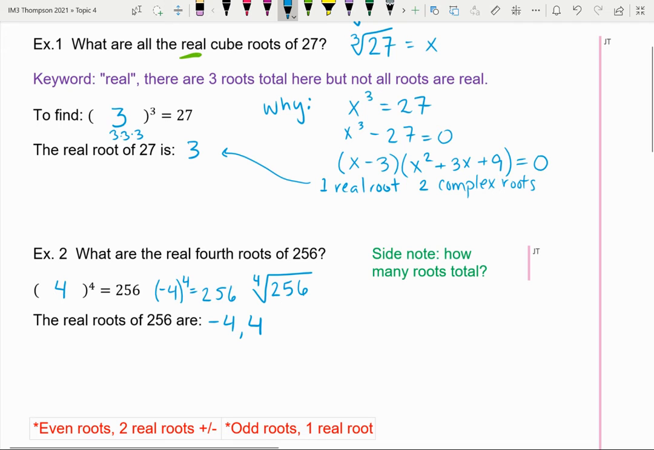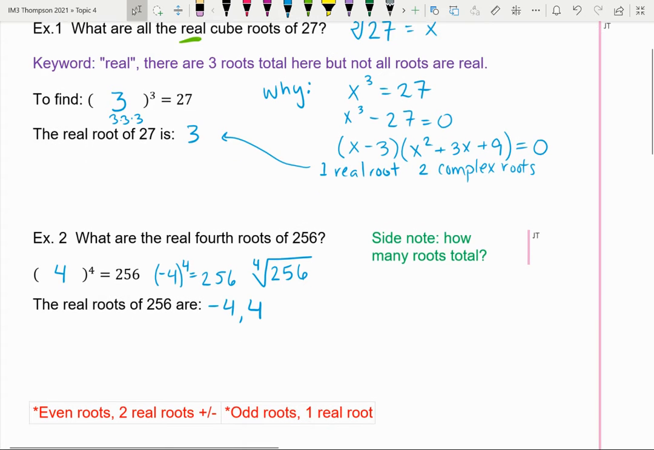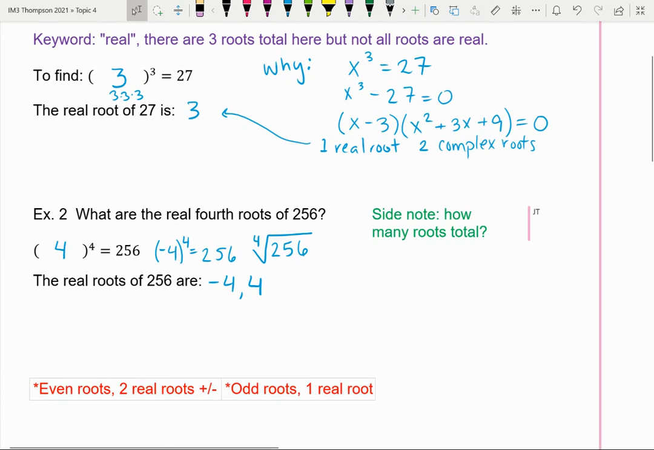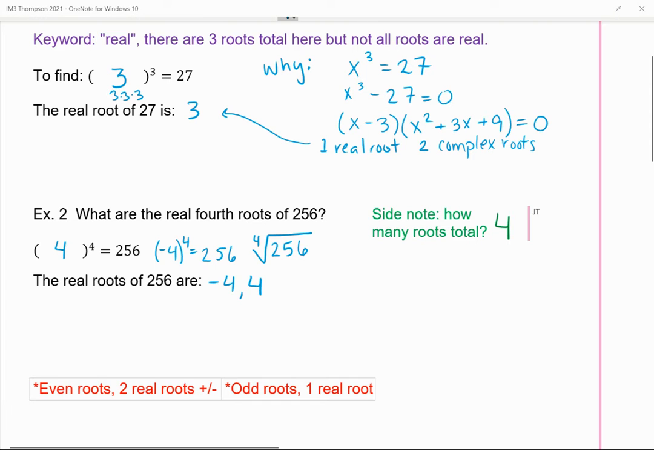Now, if I'm taking the fourth root, then that means there are 4 roots total. 2 of them are real. That means the other 2 are complex, and I'm going to show you why. Side note, how many roots total? 4. Because I'm talking about the fourth root.